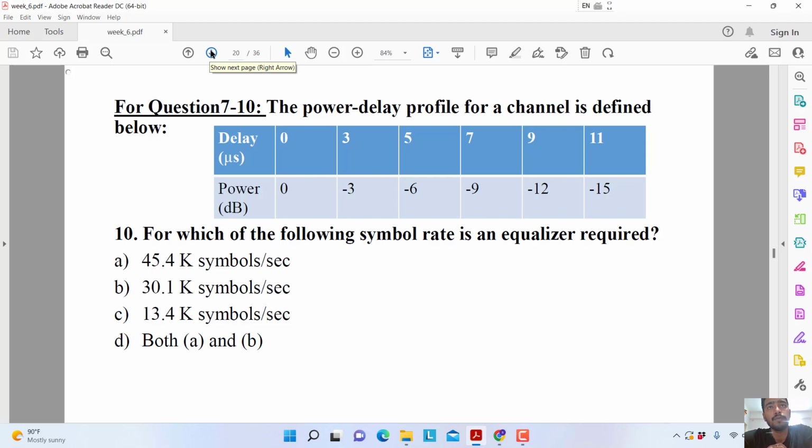The last question is also related to the previous data. The question is: for which of the following symbol rates is an equalizer required? Guys, please try this question.